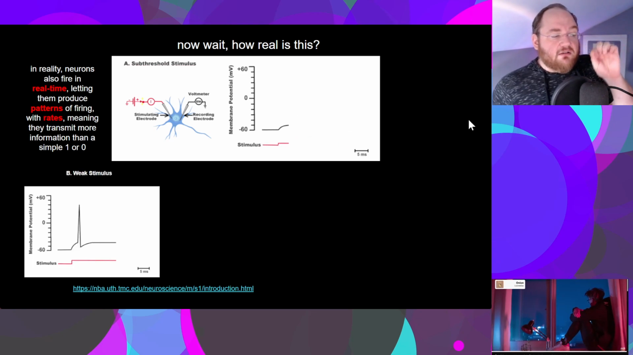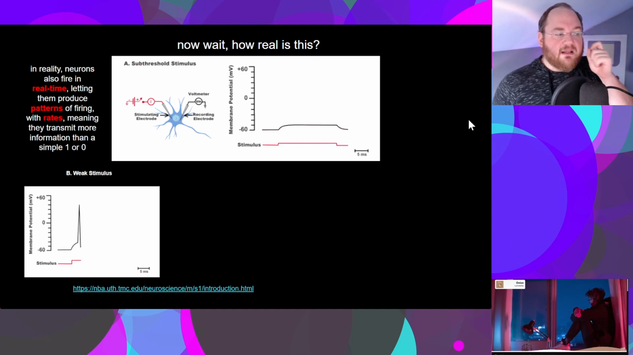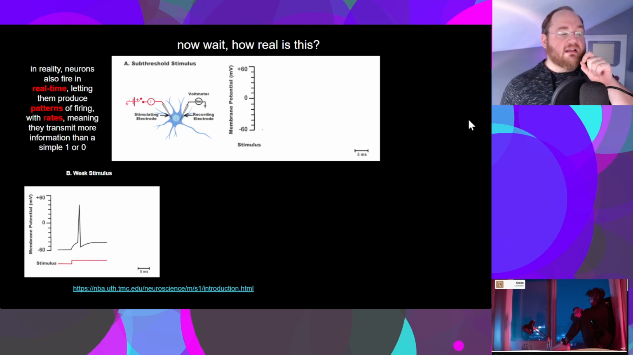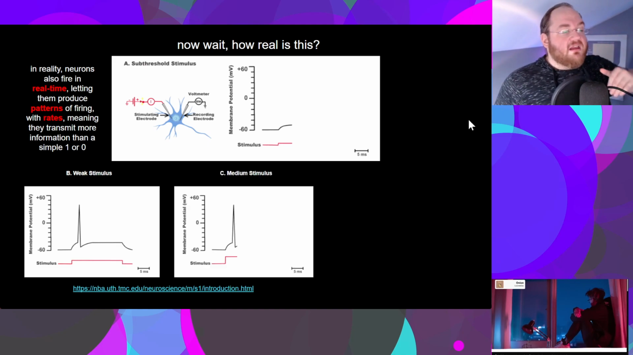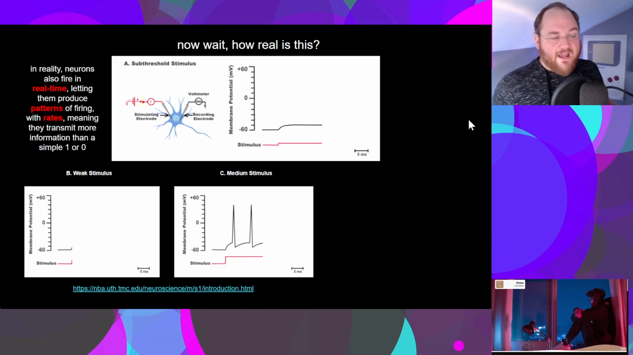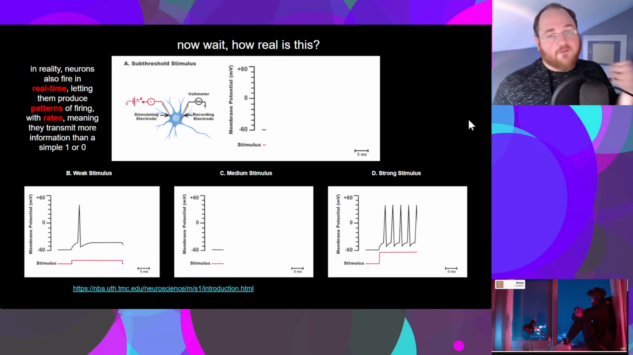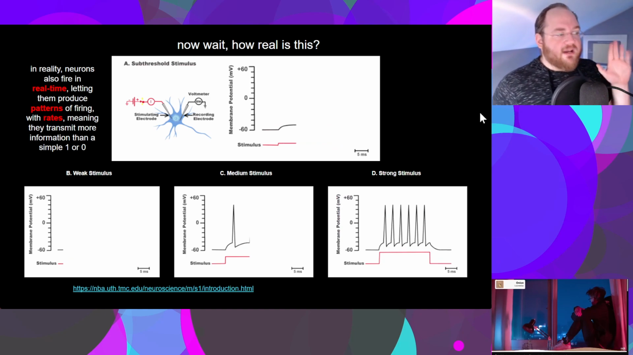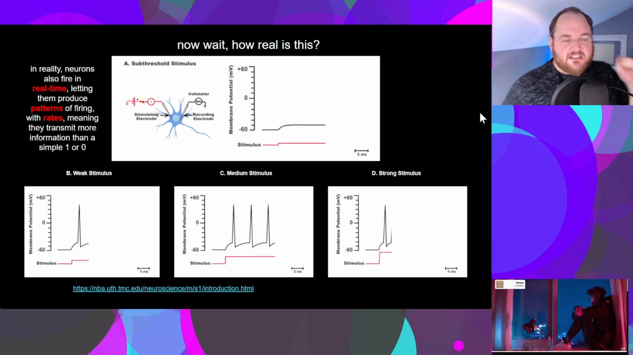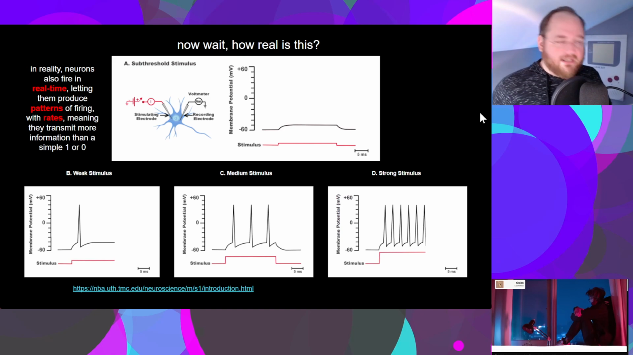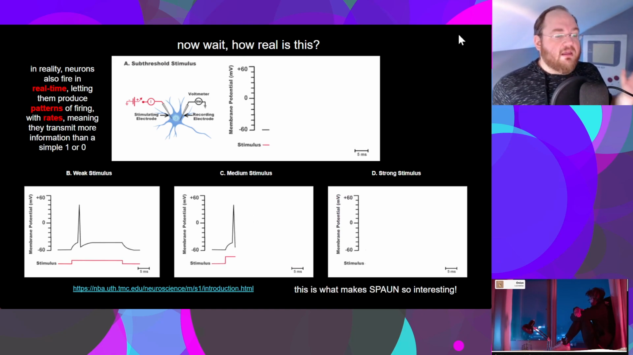If you give it a little bit, well, it's able to fire, and then it takes a minute and it rebuilds, and then it might fire again. Give it a strong signal, fire, fire, fire, fire. Give it a really strong signal, fire, fire, fire, fire, fire, fire, fire. You're seeing what I mean, that a single neuron can represent more than just a binary 1 or 0.